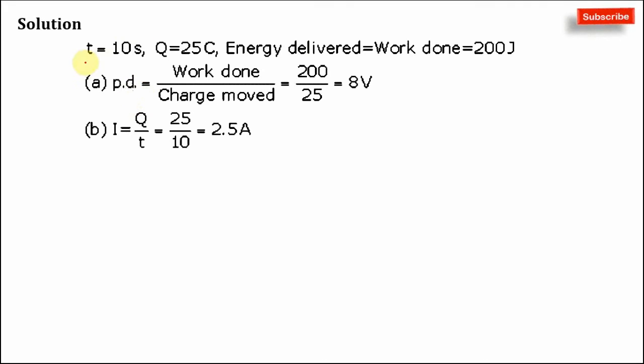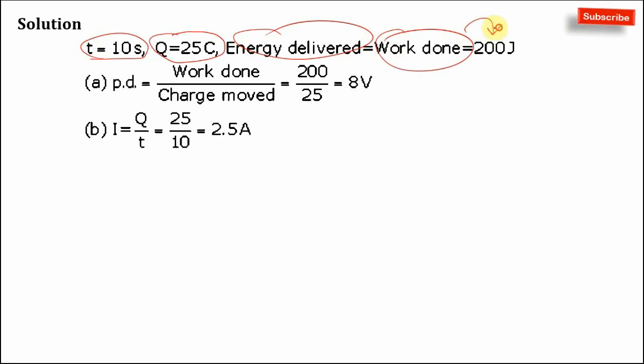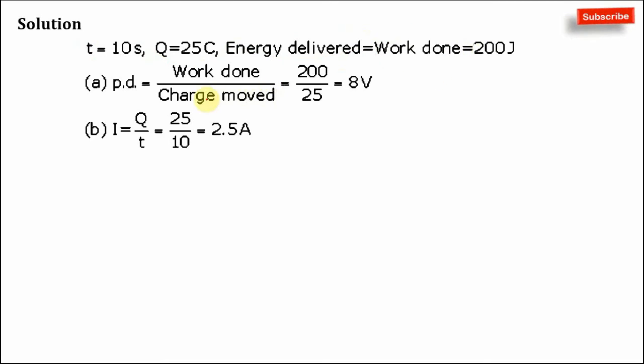So first of all the given data is T is equal to 10 seconds, the quantity of charge is 25 coulomb, and energy delivered, that is work done, is given as 200 joules. So the first term we have to find is potential difference. For finding potential difference we know the ratio is work done upon quantity of charge moved, and V is equal to W upon Q. Okay, so this is the formula which we have learned in the video of potential difference.